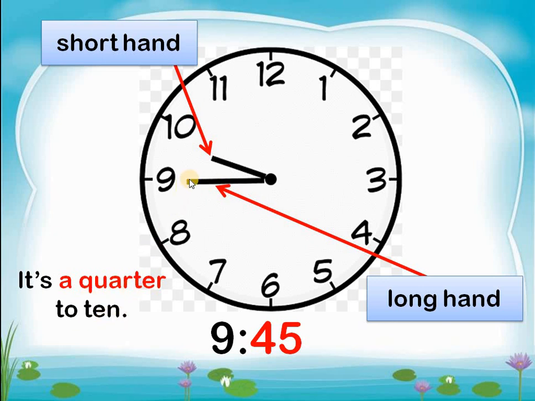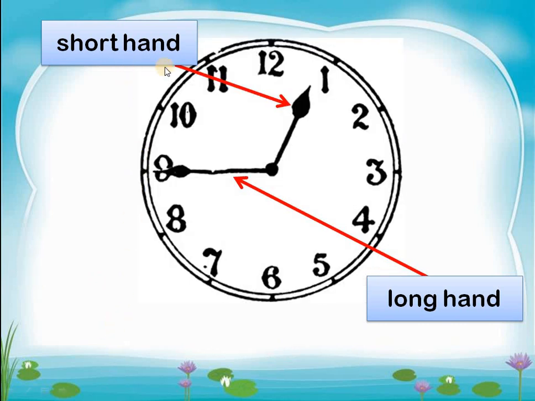Maksudnya tinggal 15 minit lagi ke pukul 10. It's a quarter to 10. Tinggal 15 minit lagi ke pukul 10. Walaupun sini tunjuk 9, tetapi kita tengok yang belakang ini. 45 minit. Maksudnya tinggal 15 minit lagi pukul 10. It's a quarter to 10.